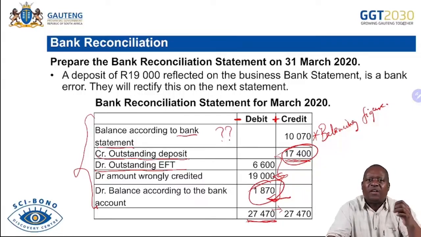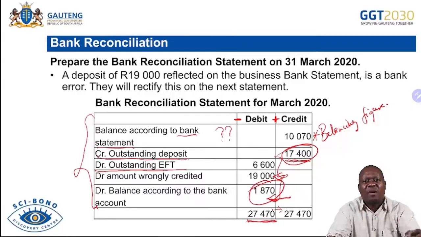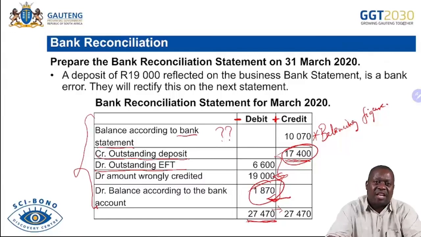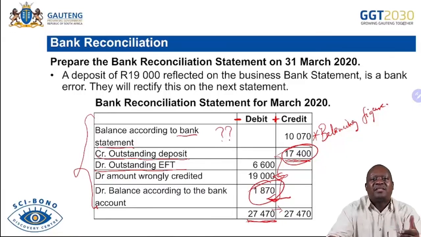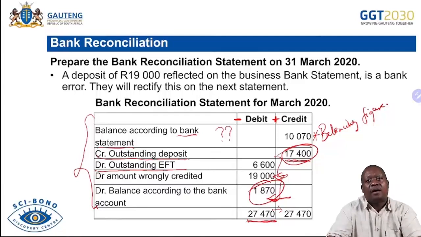So we need to wait for a source document. And the source document for this type of transaction is our bank statement. When we get our bank statement, it is our duty to check those items that are appearing on the bank statement which are not appearing on our journals.